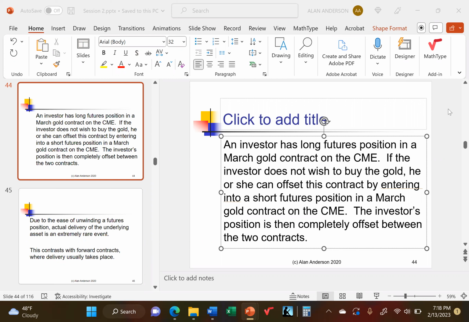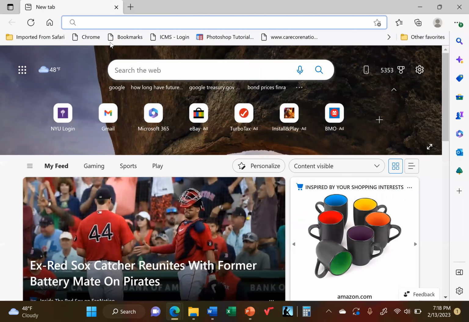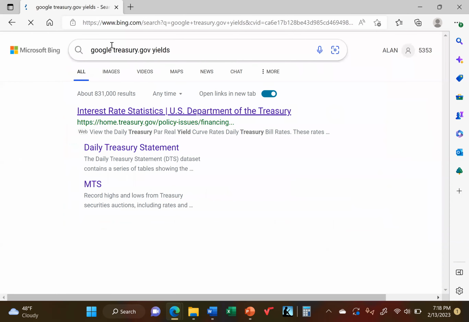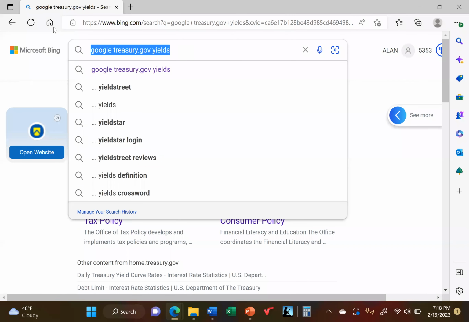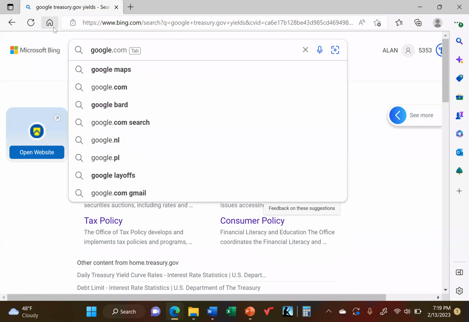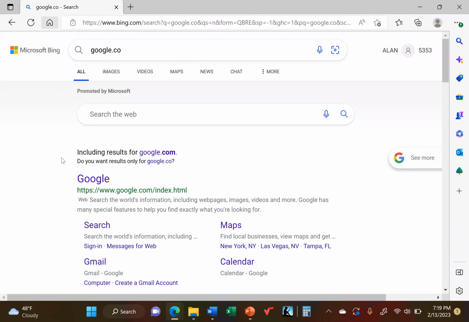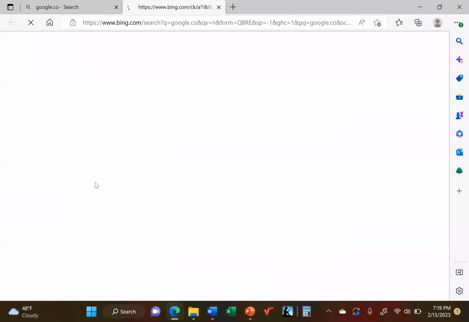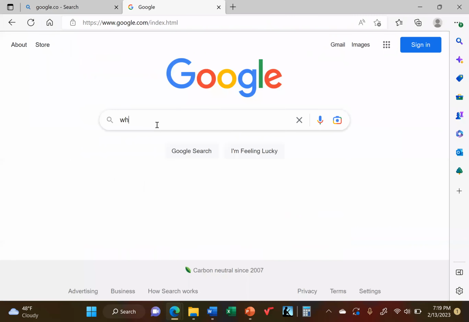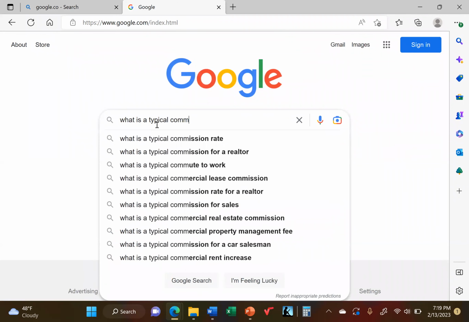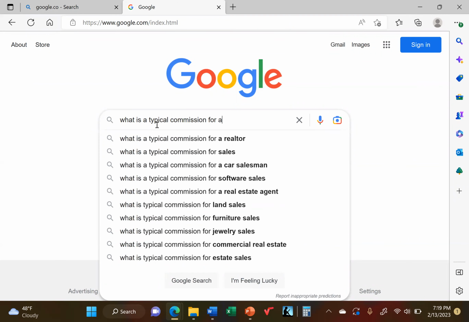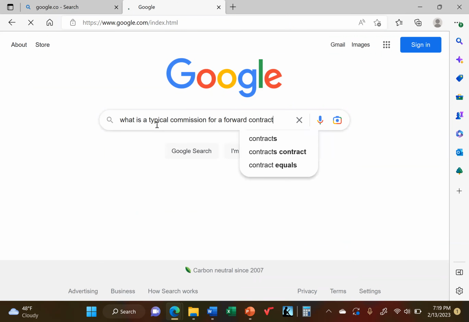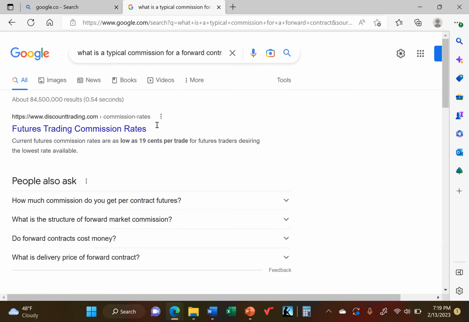All right, anyway, we could look this up. Let's see. Not with Bing, with Google. Let's see if we can find out. Google.com. What is a typical commission for a forward contract? And so, well, that's the futures.